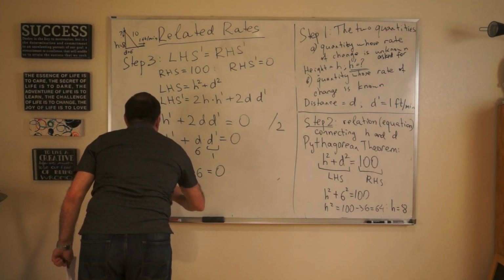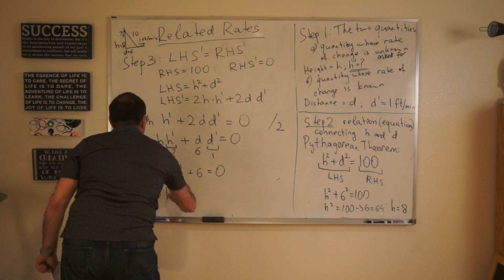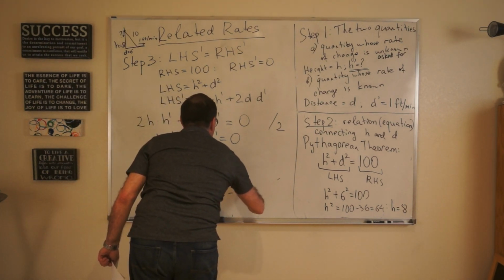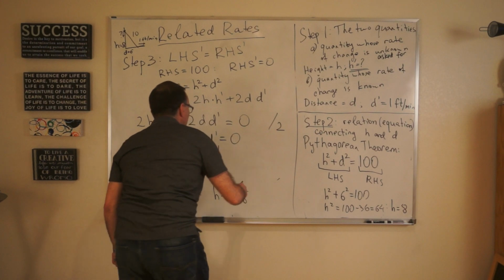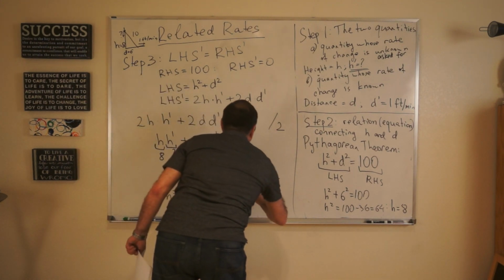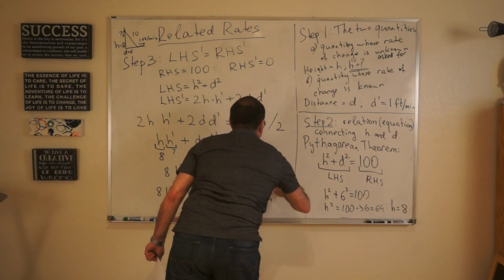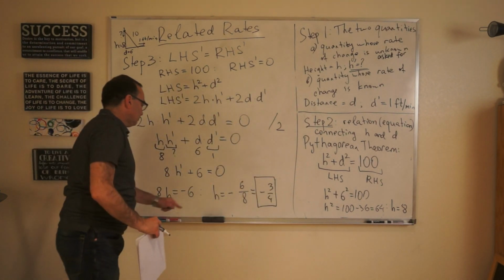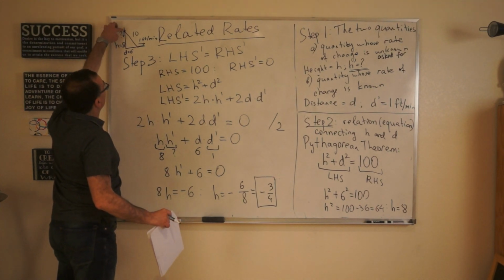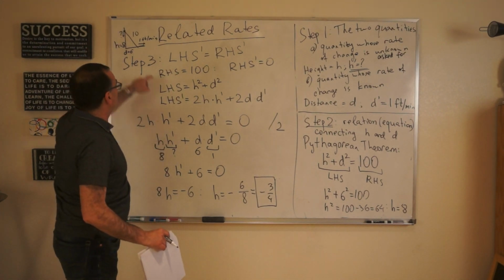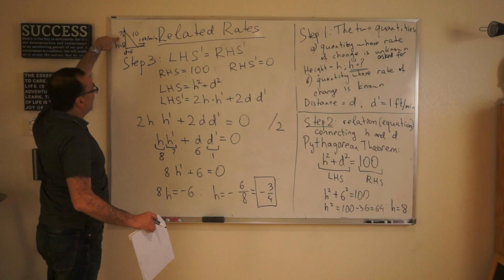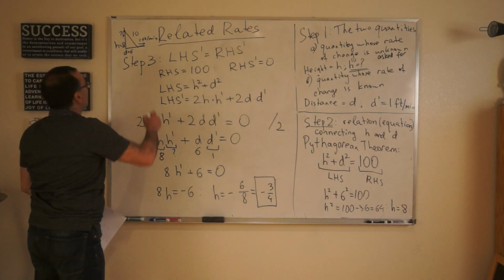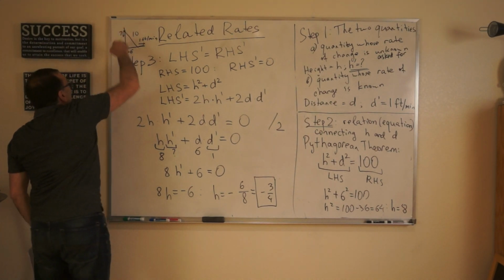So 8 h prime equals negative 6. And finally, h prime equals negative 6 over 8. Now we can cancel by 2 and get negative 3/4. That's the answer. So the top point of this ladder is moving down at the speed of negative 3/4. Why is it negative? Because we're talking about the rate of change of the height.